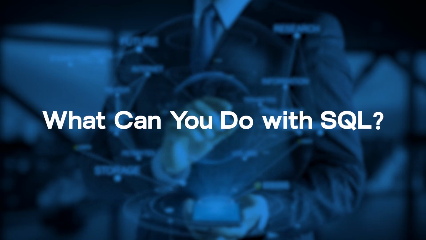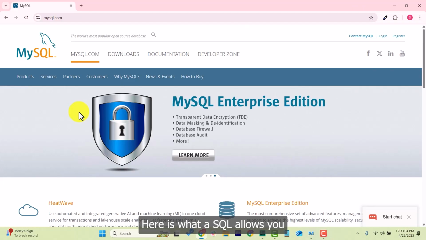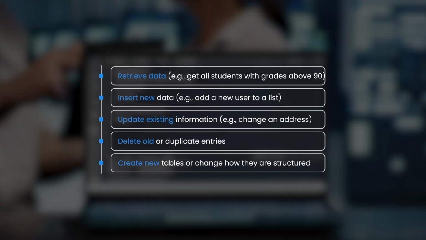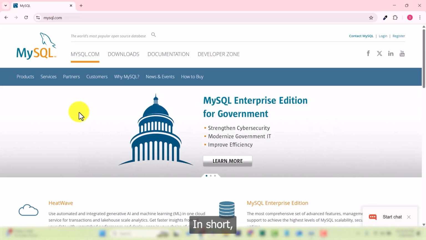What can you do with SQL? Here is what SQL allows you to do inside a database. Retrieve data. For example, get all students with grades above 90. Insert new data. For example, add a new user to a list. Update existing information. For example, change an address. Delete old or duplicate entries. Create new tables or change how they are structured. In short, SQL helps you talk to the database in a way it understands.